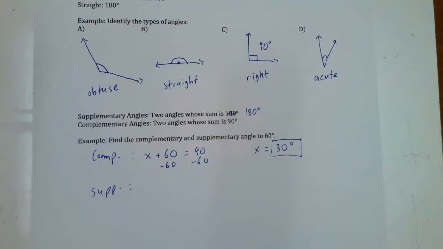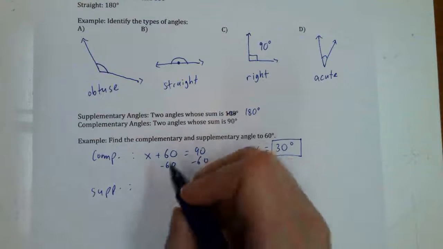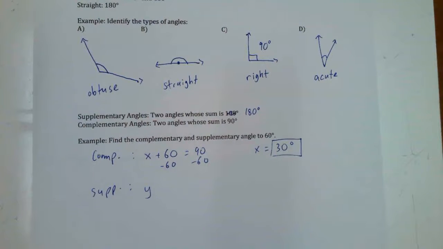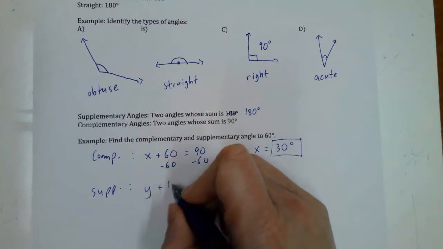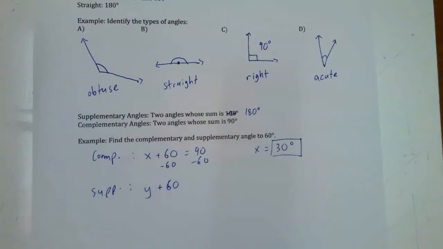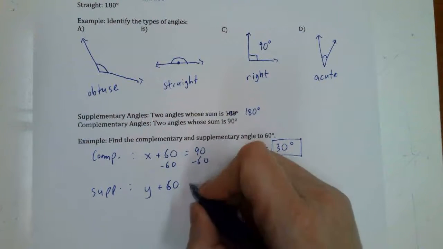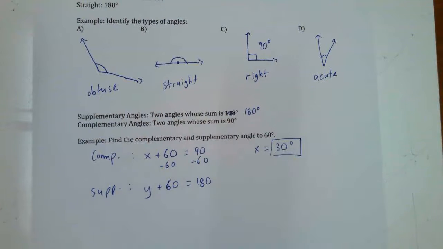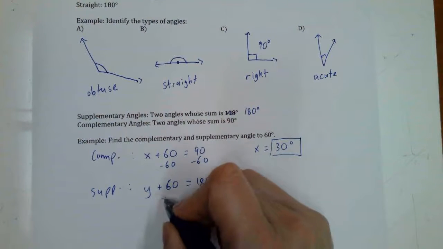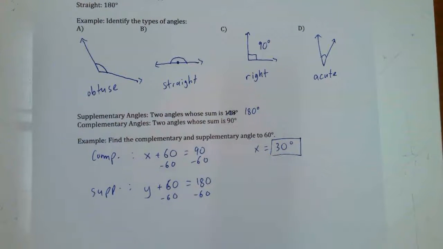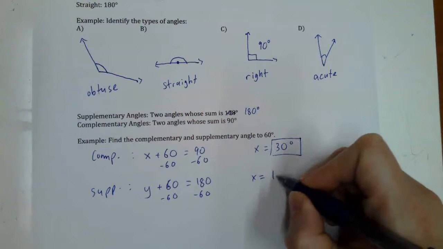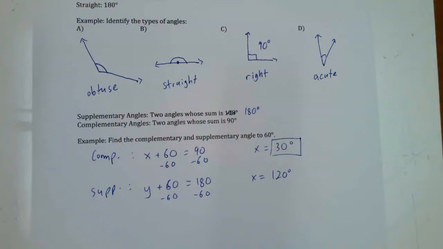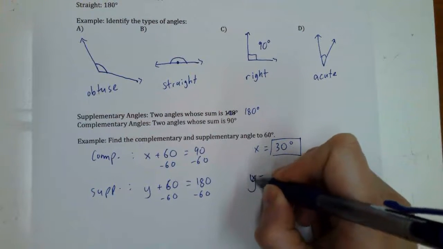So similarly, supplementary is the same idea, except I'm adding to 180. And I'm going to use a y here just to have a different variable. So this time, we're going to take y, again, plus whatever my given angle is. And again, I would like to add to 180. And then similarly, let's then subtract that given angle. And here it looks like I'm going to get 120 degrees. Oops, I called that one y.